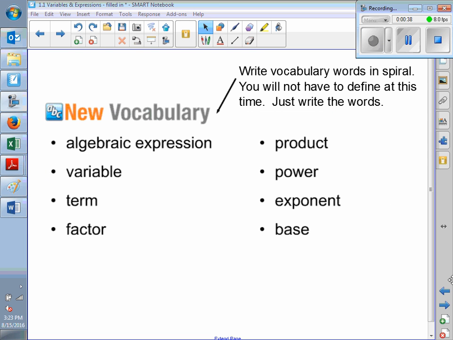On this page, I want you to go ahead and at the top of the next part of your spiral, write down your vocabulary words. You don't have to define them at this time. You will define them in the lecture, so you don't even have to leave space for a definition, okay? These are the words that we are going to cover in the section.